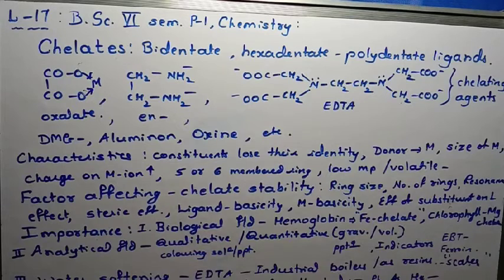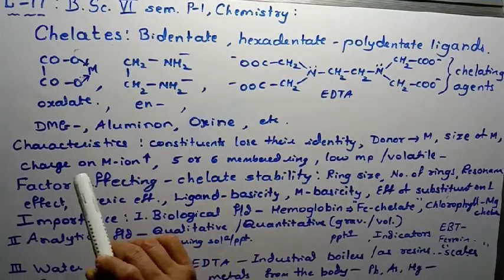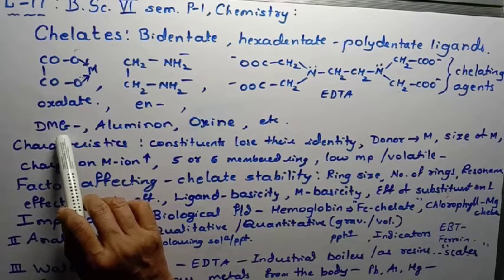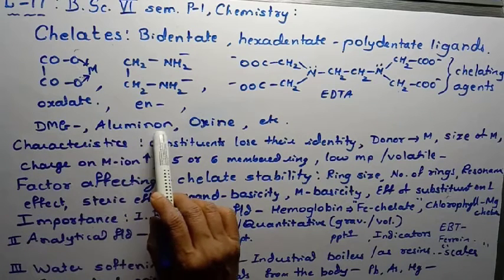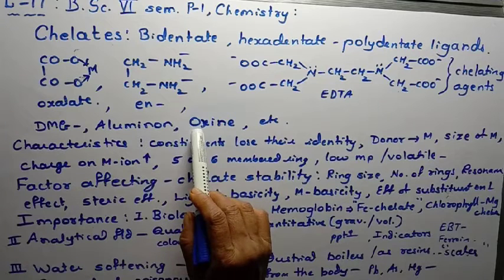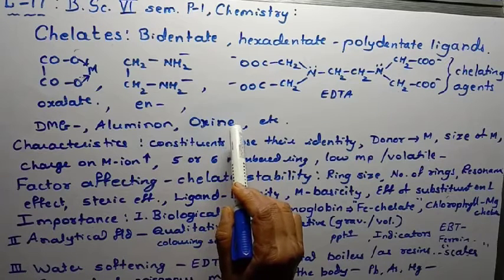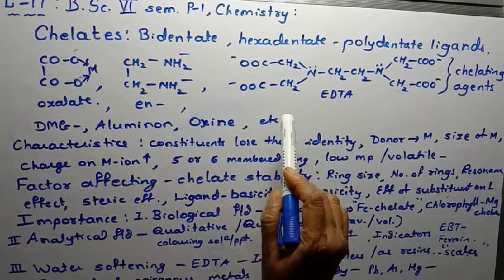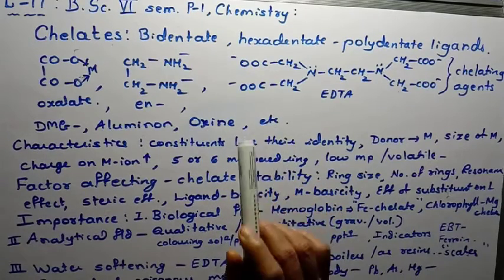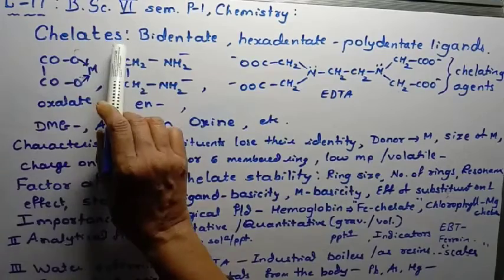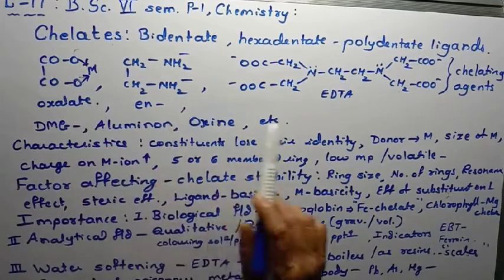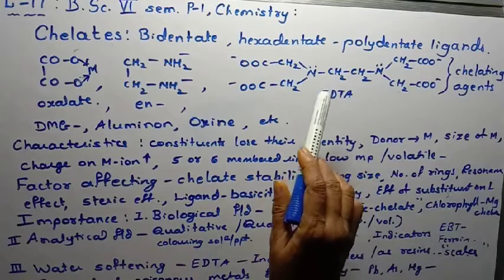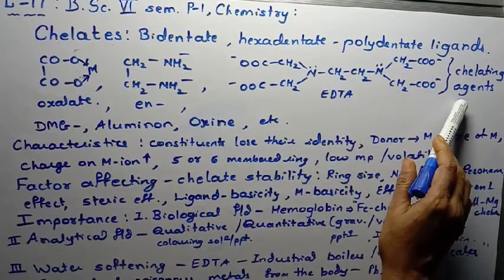Now other examples of ligands. DMG, dimethyl glyoxime, is also a chelating agent. Aluminon is also a chelating agent. Oxine, 8-hydroxyquinoline, when it reacts with magnesium, gives a complex that has a ring structure, and that is said to be a chelate. The polydentate ligands which give the chelates are said to be chelating agents.